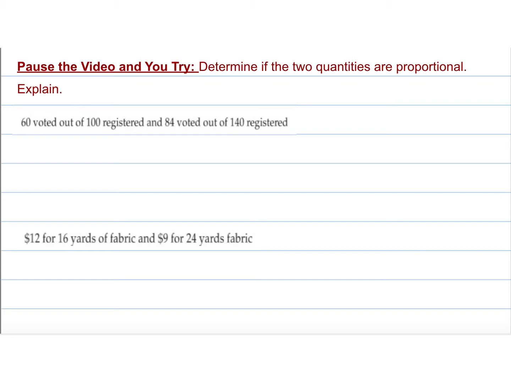So the first problem is 60 voted out of 100 registered and 84 voted out of 140 registered. I'm going to use the cross products, so I'm going to set up my proportion. I'm going to do the amount that voted out of the number registered. So then again on the other side, the amount voted is 84 out of the registered 140. And then again do the cross products.